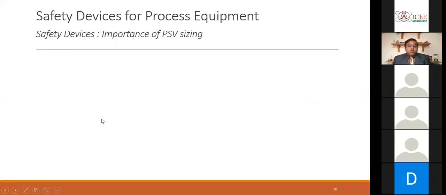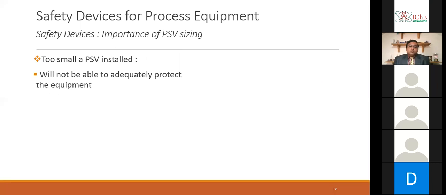So after telling all these, why do we need to give so much importance to PSV sizing? Why am I talking so much rubbish? If you have installed too small a PSV, it simply will not be able to adequately protect the equipment. It's too small and it will just fail. Your vessel will burst. So you will say, okay Abhishek, I will put a big PSV. I will put 8 to 10 PSVs everywhere. Why waste so much time with all these things? Just go on and put 8 to 10 PSVs everywhere.